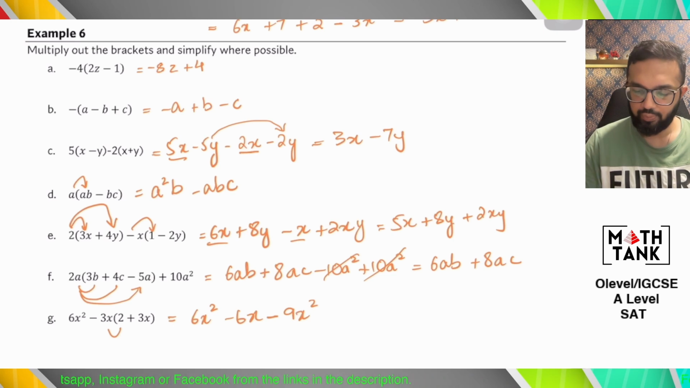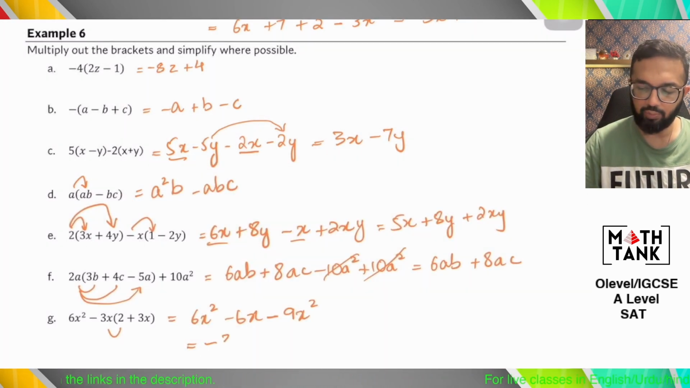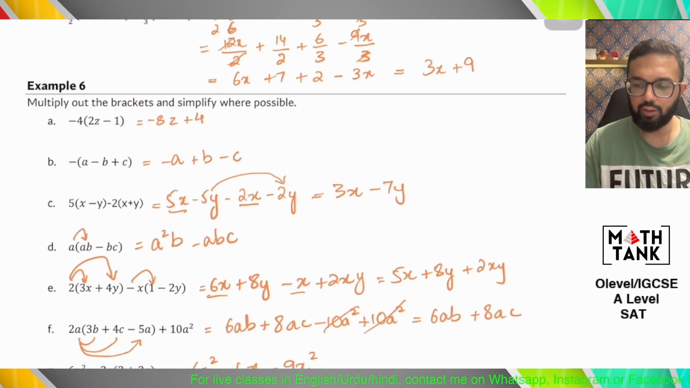Okay. Then what's added, subtracted, 6x square minus 9x square will give you minus 3x square minus 6. Okay, and that should be a final answer.